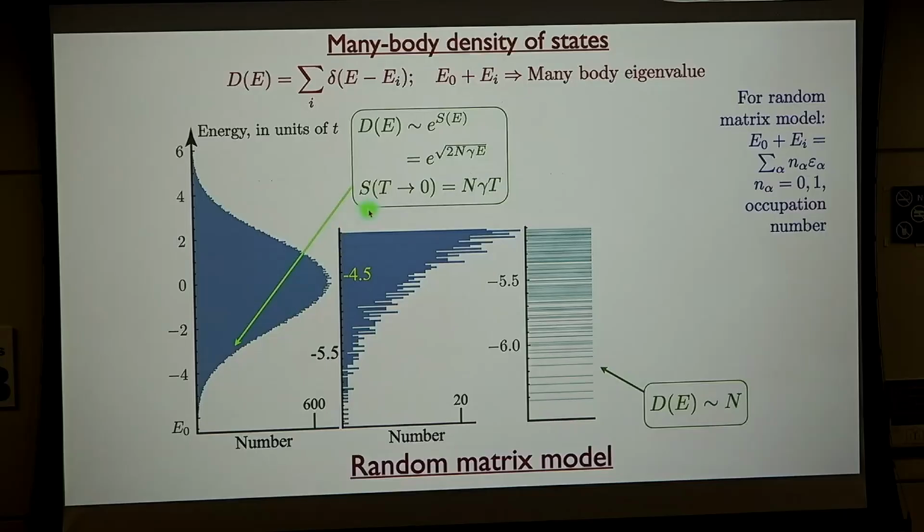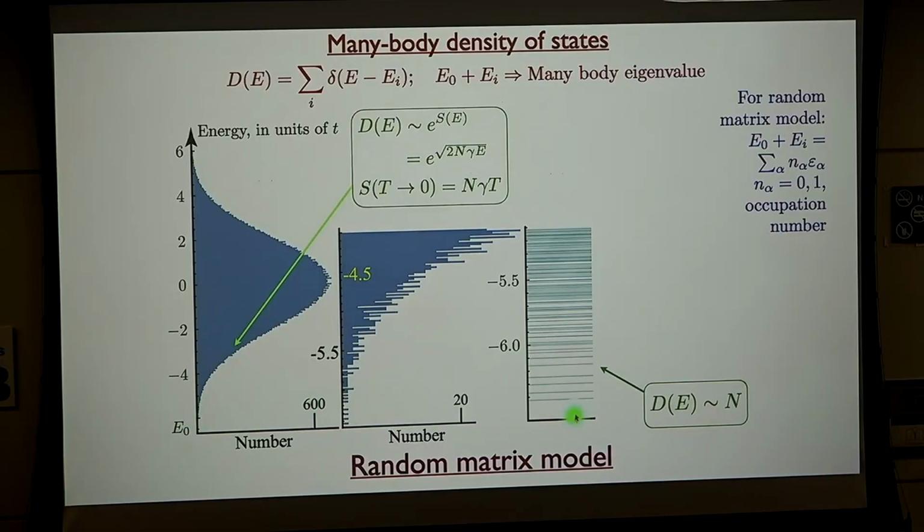And then you can ask, what are the corrections? I don't think they've really been worked out. It's quite tricky. The other thing you notice is this tail, if you go right to the bottom of the band. Notice this is the bottom of the many-body band, not the bottom of the single-body band. The density of states becomes very small.